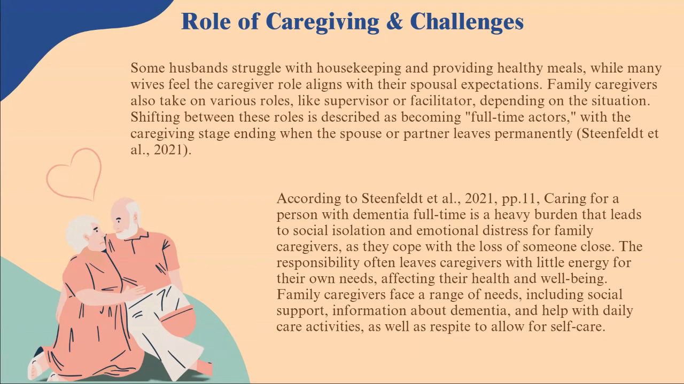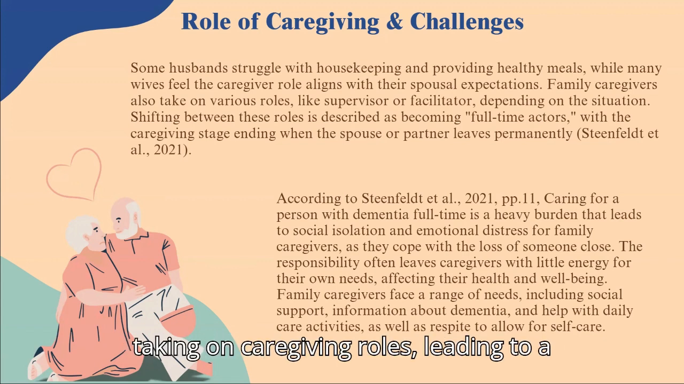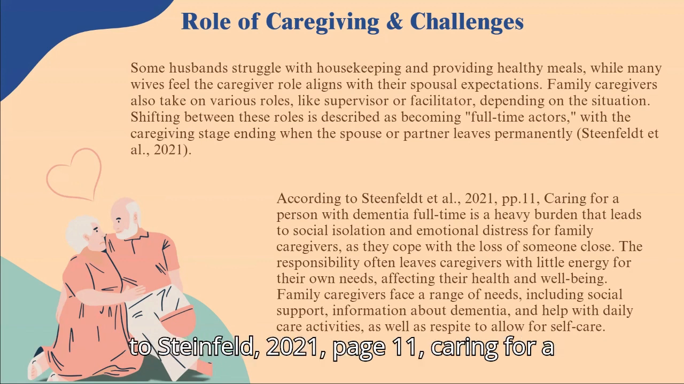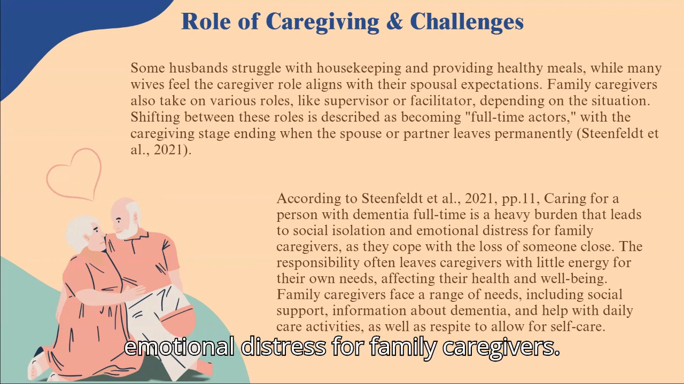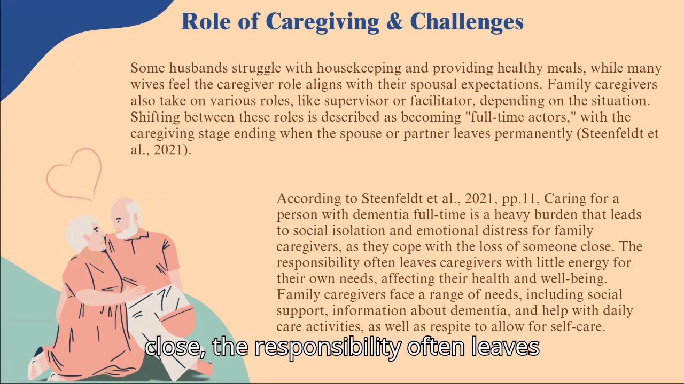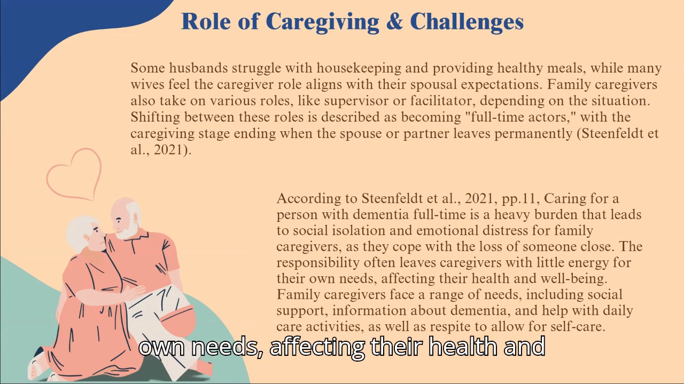Cultural expectations and policy implications often pressure families into taking on caregiving roles, leading to a range of challenges for them. According to Steinfeld, 2021, page 11, caring for a person with dementia full-time is a heavy burden that leads to social isolation and emotional distress for family caregivers as they cope with the loss of someone close. The responsibility often leaves caregivers with little energy for their own needs, affecting their health and well-being.